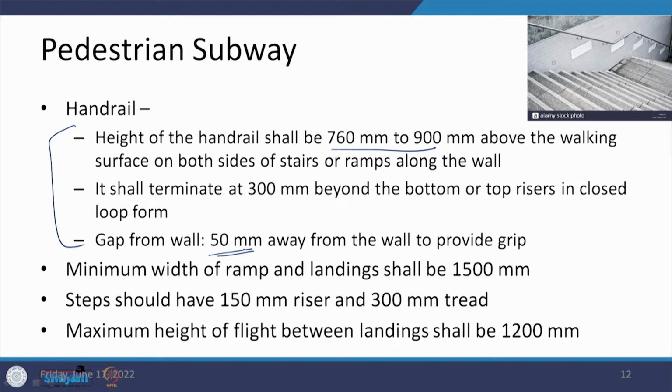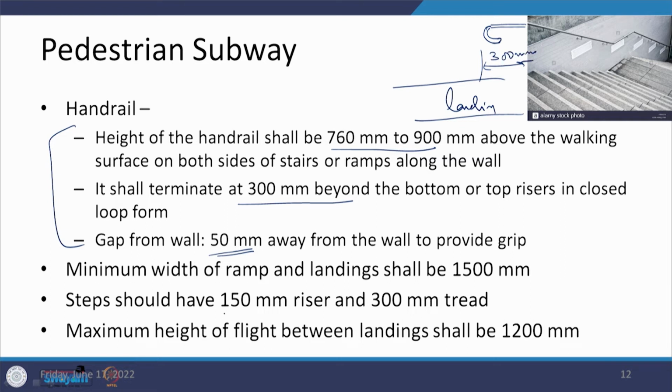So, that gap is required, and it should terminate 300 mm beyond the bottom or top riser in closed loop form. What it says is that if this becomes a continuous landing here, then this railing is going to move in this form, and then it should be rounded and closed. So, this distance which we are looking at here is 300 mm.